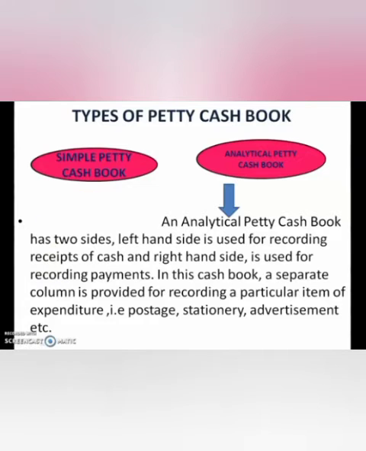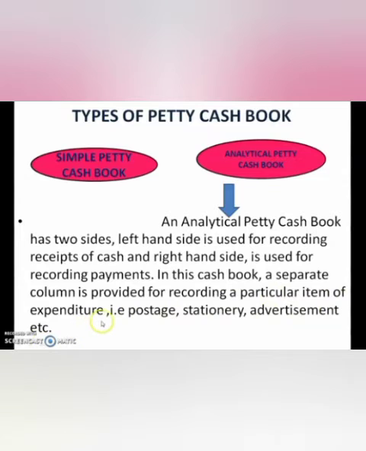Today we will discuss two types of petty cash book, that is simple petty cash book and analytical petty cash book. Regarding simple petty cash book, we already discussed in our last class and we did a problem also related to this cash book. Now let us discuss what is analytical petty cash book. An analytical petty cash book has two sides. Left hand side is used for recording receipt of cash and the right hand side is used for recording payments. In this book, a separate column is provided for recording a particular item of expenditure, that is postage, stationery, advertisement, etc.